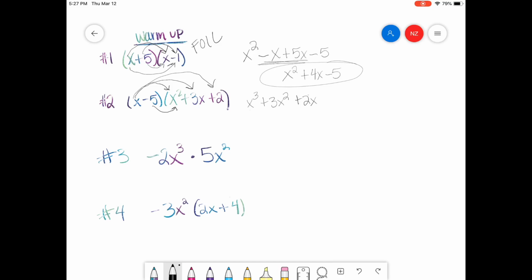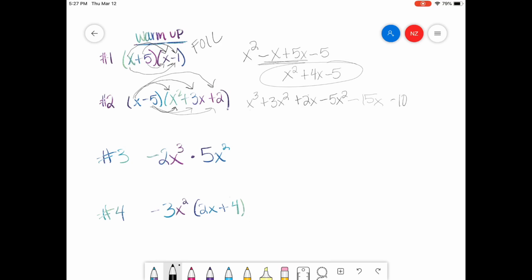Negative 5 times x squared is negative 5x squared. Negative 5 times 3x is going to give me negative 15x. Then negative 5 times 2 gives me negative 10. Again, don't forget to look and see if it's written in standard form, highest degree to lowest degree, and also to combine like terms along the way.